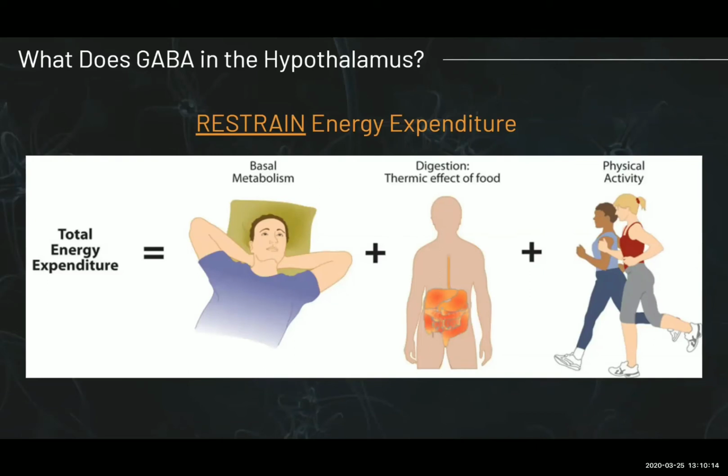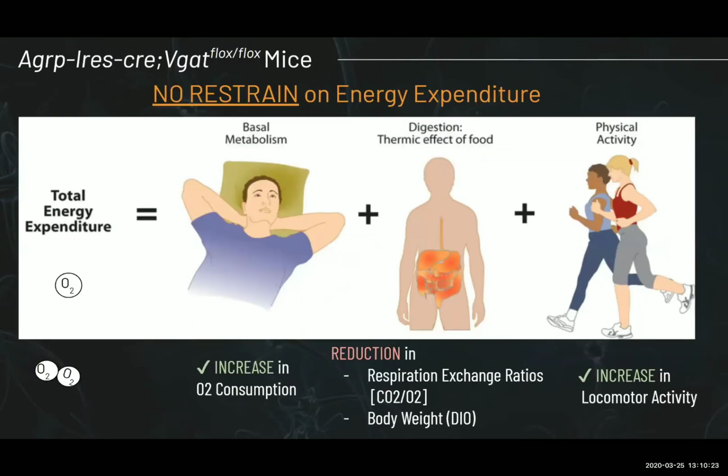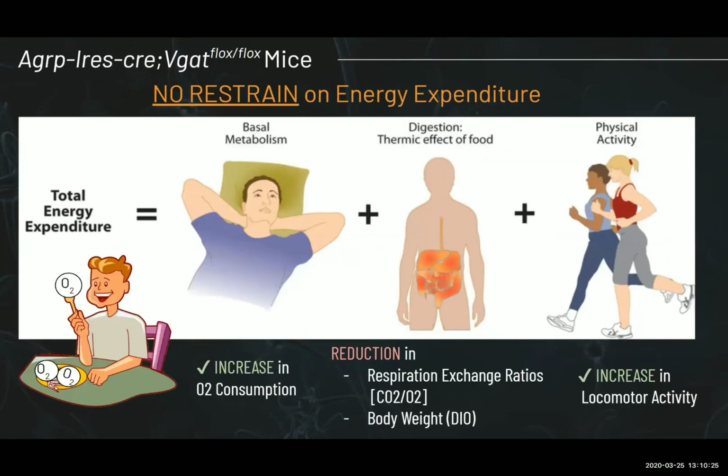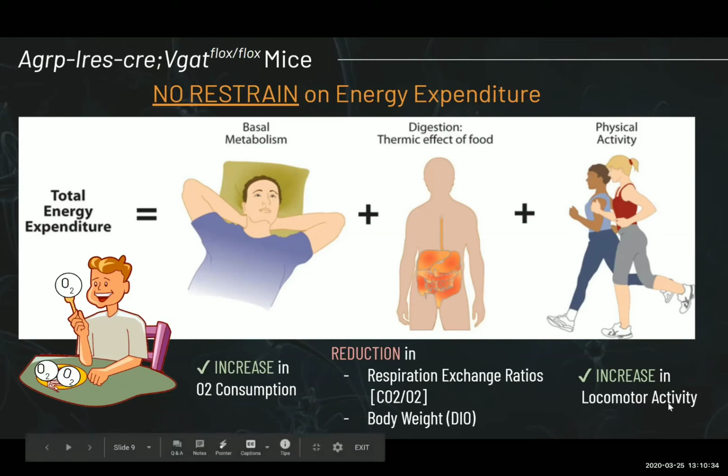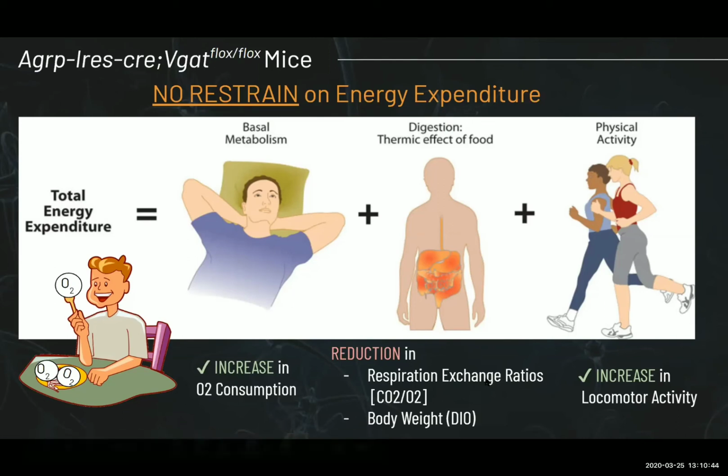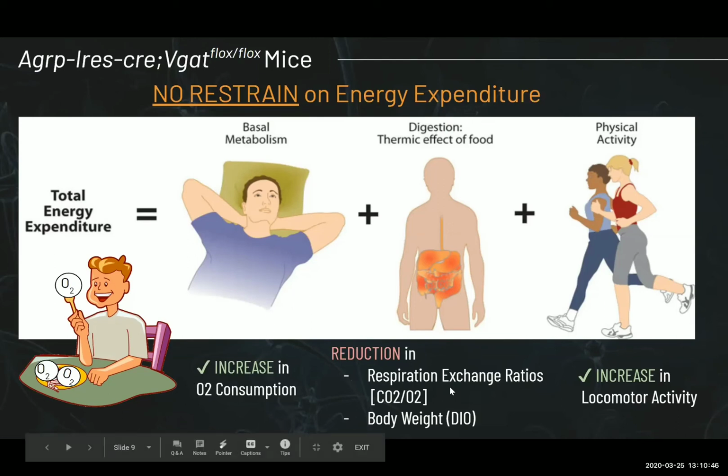So they already know generally that the normal function of the AGRP neuron and therefore GABA is to restrain energy expenditure. So that means the mice they created have no restraint on energy expenditure. So energy expenditure just equals basal metabolism plus digestion and physical activity. So they saw an increase in locomotor activity. They saw an increase in O2 consumption because they are expending more energy, and they saw a reduction in respiratory exchange ratio since oxygen is the bottom of that ratio, and that is increasing.